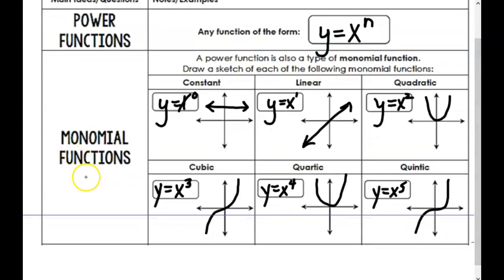Now, monomial functions mean there is one term only, okay? You can't have a plus something x or anything crazy like that, or even a plus a constant on the back. Anybody need more time?